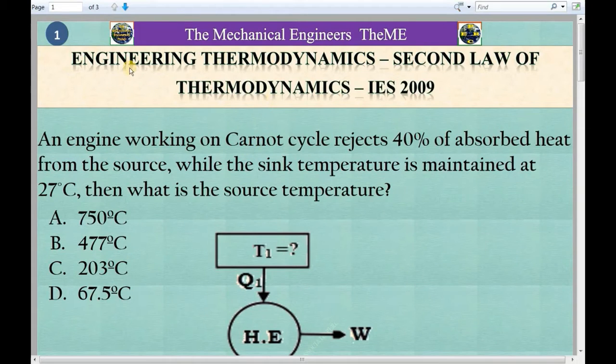Today's topic is engineering thermodynamics. So in engineering thermodynamics, I will be explaining a numerical problem from the chapter Second Law of Thermodynamics. And this numerical problem appeared in the IES paper 2009.